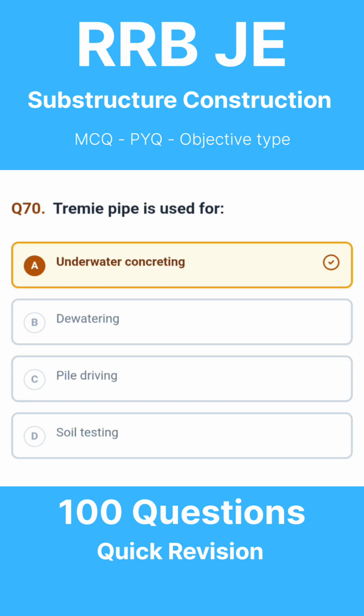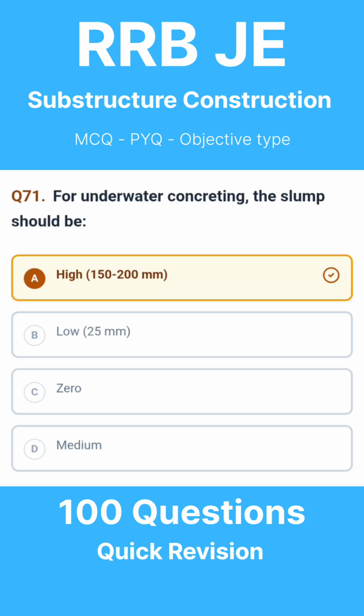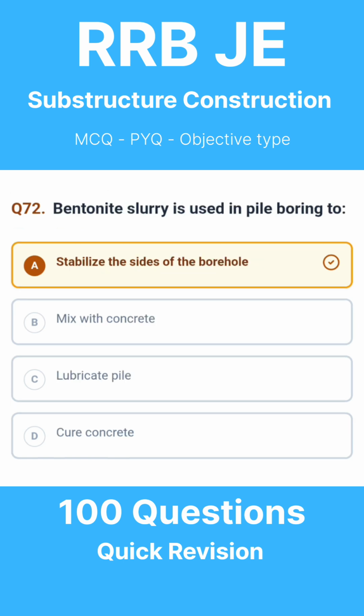Question 70. Tremie pipe is used for. The correct answer is underwater concreting. Question 71. For underwater concreting, the slump should be. The correct answer is high, 150-200 millimeters. Question 72. Bentonite slurry is used in pile boring to. The correct answer is stabilize the sides of the borehole.